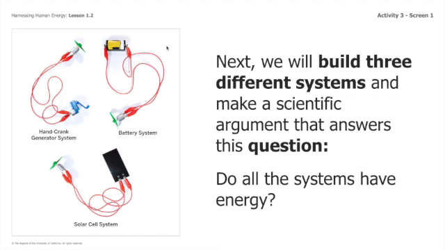So we're going to build 3 systems. The 3 systems we're going to build are a solar cell system, a battery system, and a hand crank generator system. Remember that a system is a set of things that work together. If you look at the systems, we find that we have pretty much the same thing besides the source. They both have 2 alligator clips, which are the red wires. They have a motor, a fan, and then they differ by having either a hand crank, a battery system, or a solar system.